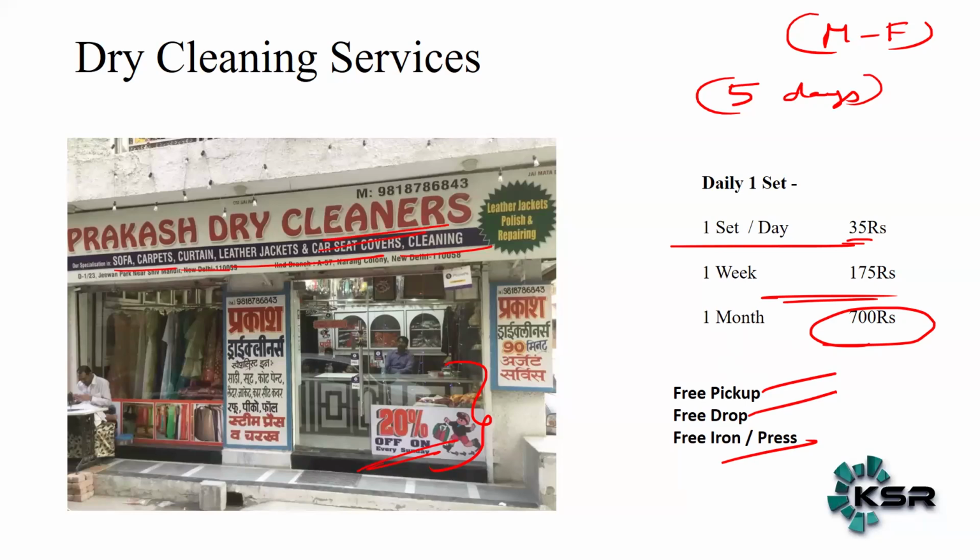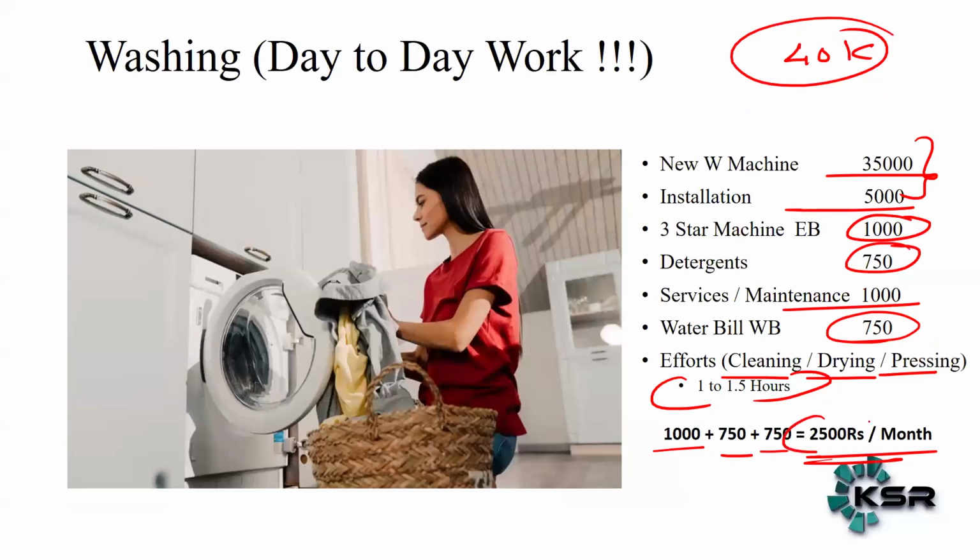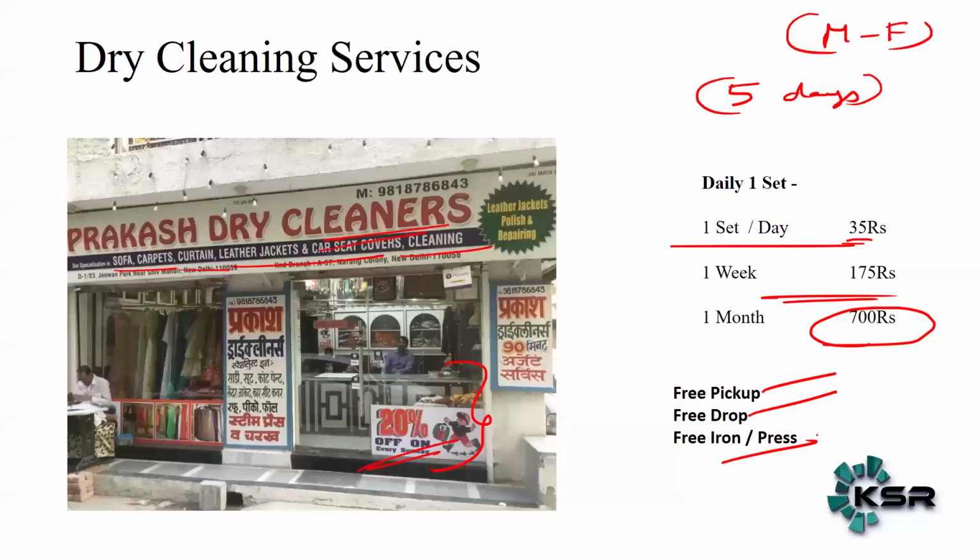Now you tell me, will I go and spend 2500 per month, or will I choose this option where someone is there to help me? I am very, very safe now. I need not go and buy washing machine. I need not go and take care of it. In fact, more than everything, I am saving 1.5 hours every single day by just giving it.